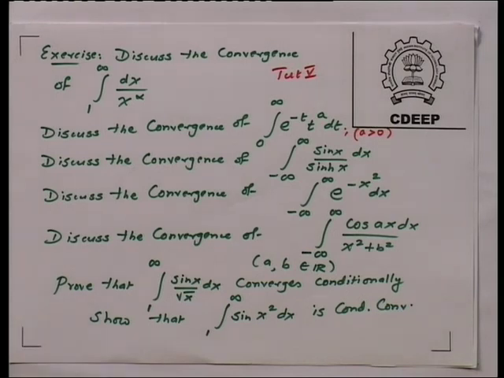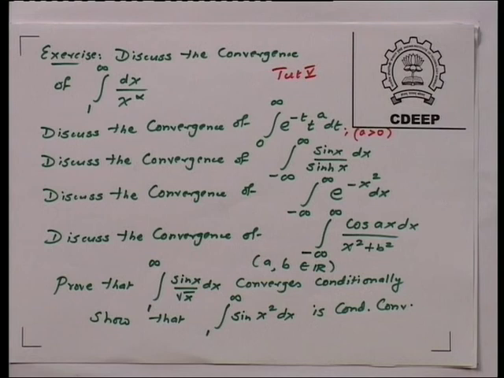Third problem, just write: discuss the convergence of the following, you know, this shortens the writing. Discuss the convergence of integral minus infinity to plus infinity sin x upon sinh x dx. What is sinh x? Sine hyperbolic x. What is the definition? Half of e to the power x minus e to the power minus x. Sin x upon sinh x. Now what happens at the origin? Is the integrand continuous?